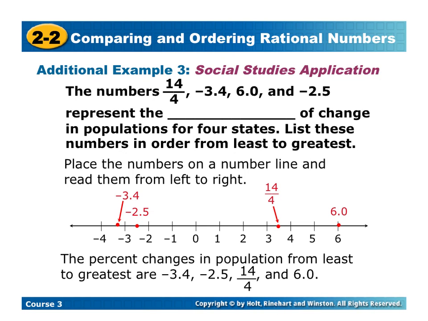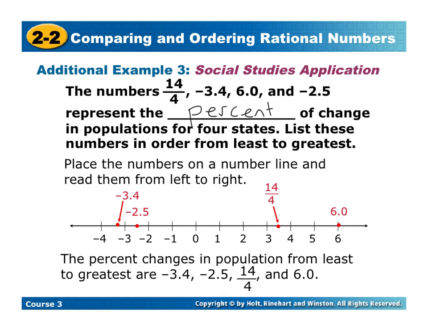Now let's look at a real-life application. The numbers 14 over 4, -3 and 4/10, 6, and -2 and 5/10 represent the percent of change in populations for 4 states. We want to list these numbers in order from least to greatest. Now, one method we can do this is by placing the numbers on a number line.